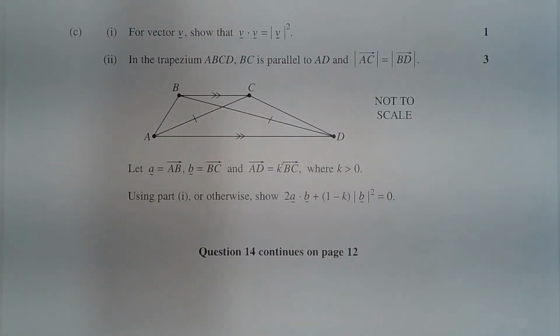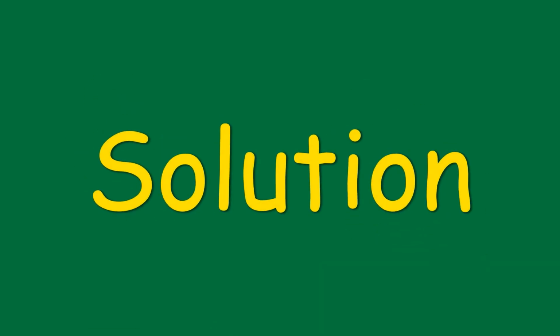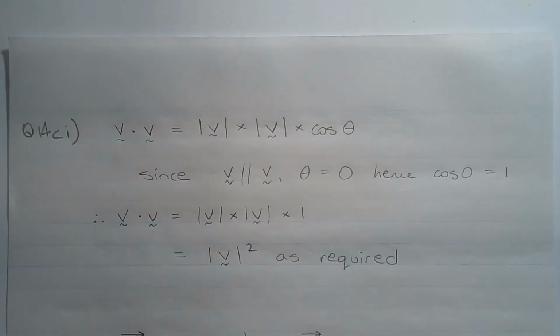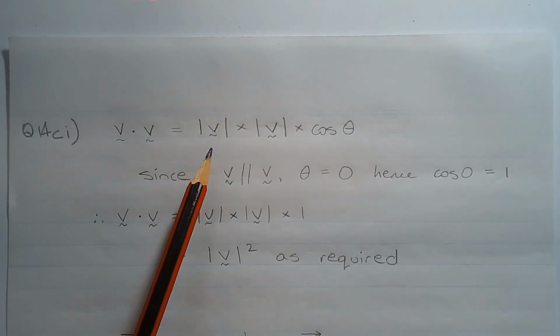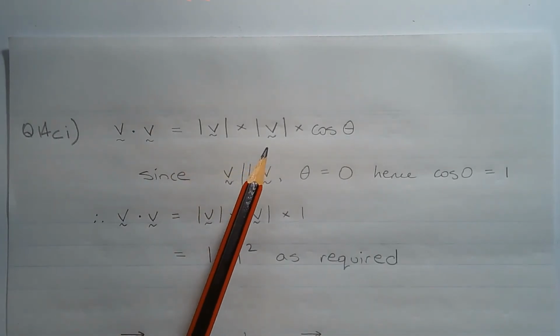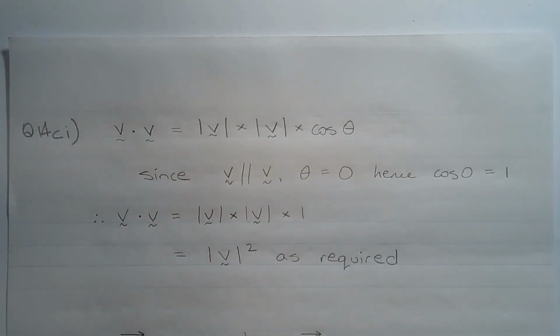Question 14c, Part 1. For vector v, show that the dot product of vector v and vector v is equal to the square of the magnitude of vector v. The dot product of vector v and vector v is equal to the magnitude of vector v multiplied by the magnitude of vector v multiplied by cos theta, where theta is the non-reflex angle between the two vectors.